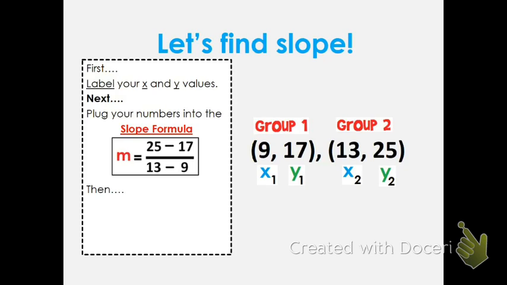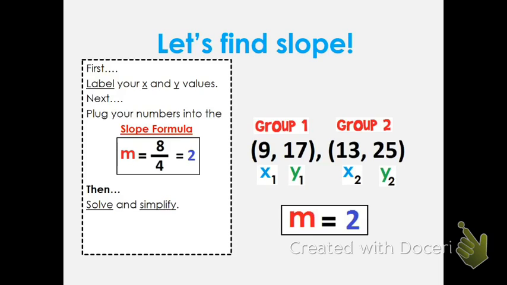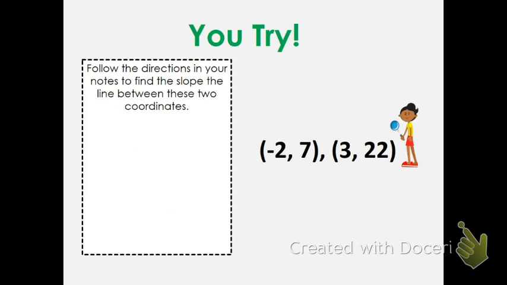So when you do that, you're going to plug in y2 is 25 and y1 is 17, divided by x2 of 13 and x1 of 9. Then we're going to solve and simplify. So when we simplify this, we subtracted, we have 8 divided by 4, and that simplifies to 2. And this is a positive slope, m is equal to 2.